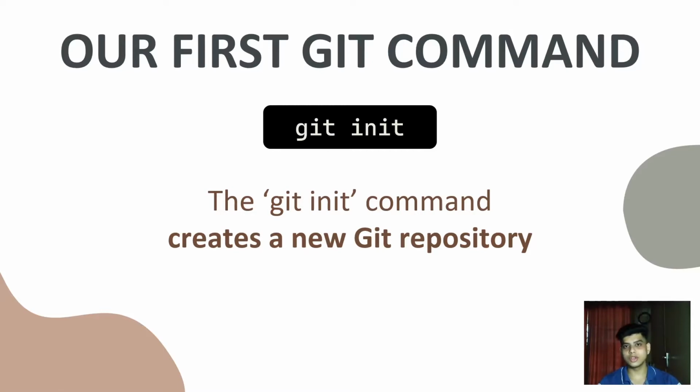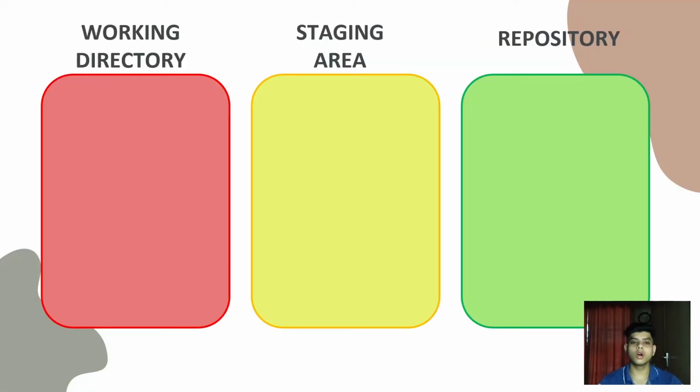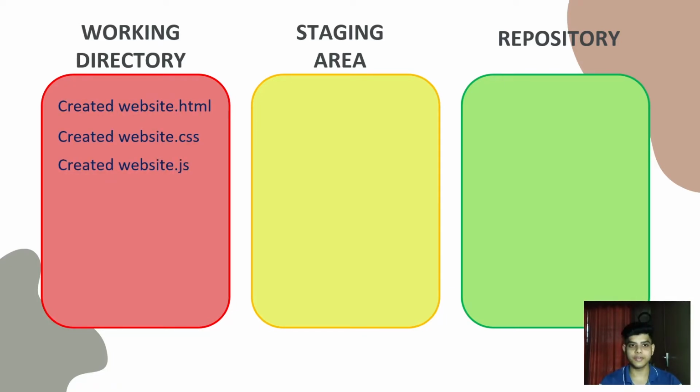So let's start with commands now. Enough of theory. Let's start with the first command, git init. Let's start with the example that we took over here. What did we do? We made these 3 files, then we added them to the staging area, and then we added them to the repository. So let's do this.